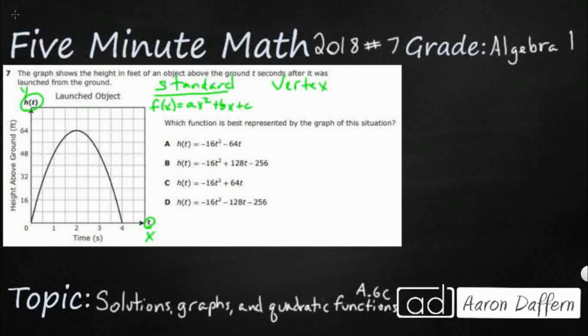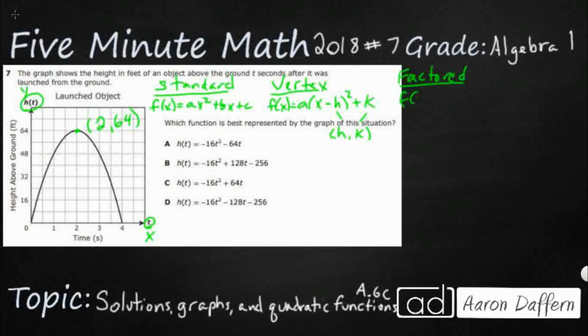We could use the vertex form. This would be f of x equals a times x minus h squared plus k, and that's where the h and the k become very helpful, because they are actually the x and y coordinates of the vertex. And it looks like we've got a pretty clear vertex here. We have an x of 2 and a y of 64. So we could plug that in there, and we could use another point to find the a. But we could also do the factored form, and that's the one I'm going to do in this problem. But if you used vertex form, that's also fine.